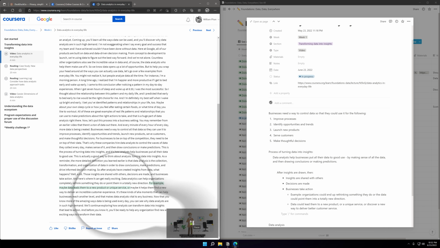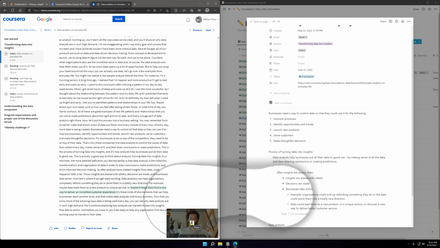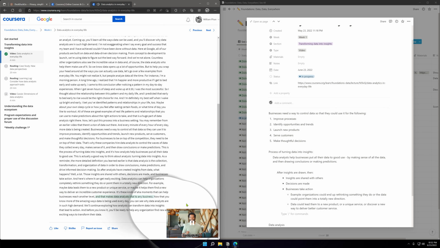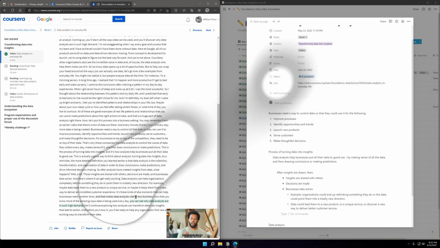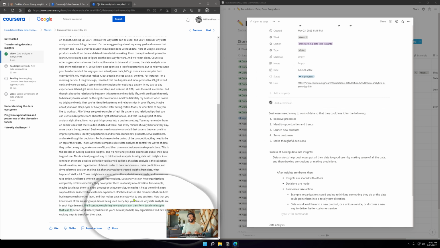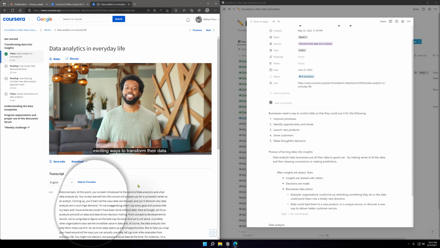Data leads them to a new product or unique service, or maybe it helps them find a new way to deliver an incredible customer experience. It's these kinds of aha moments that can help businesses reach another level, and that makes data analysts vital to any business. Now that you know more of the amazing ways data is being used every day, you can see why data analysts are in such high demand. We'll continue exploring how analysts can transform data into insights that lead to action. And before you know it, you'll be ready to help any organization find new and exciting ways to transform their data.